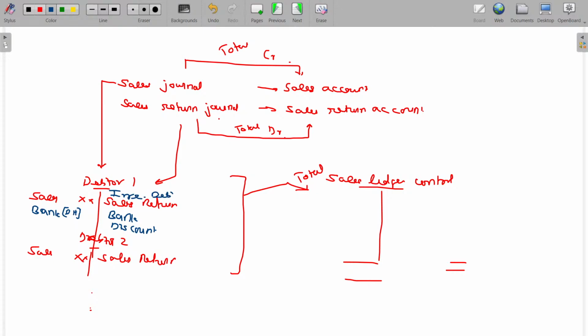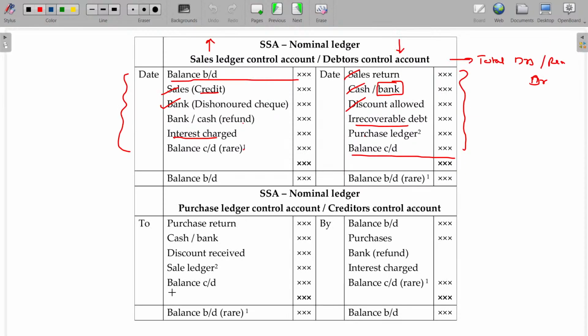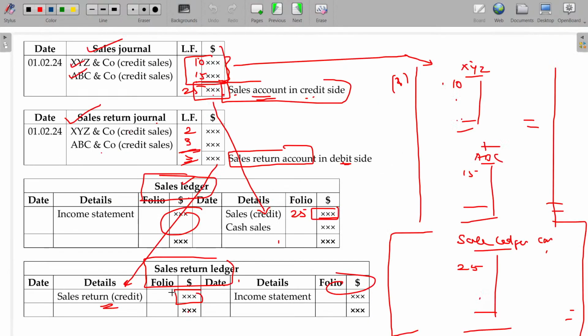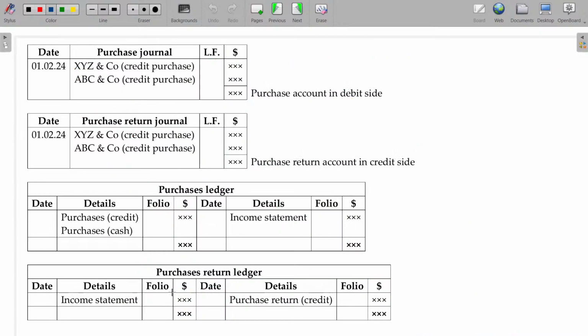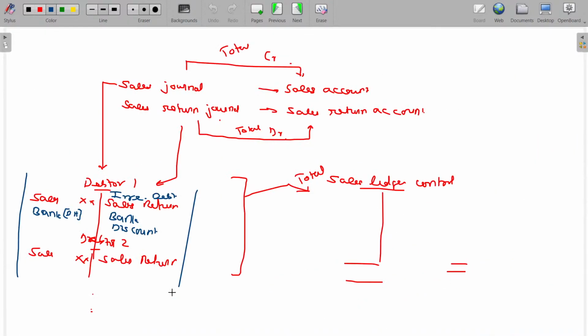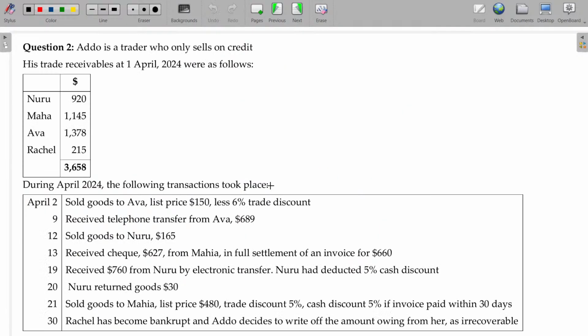So this is the complete format you have to understand. Anyhow, I have given that format already here, all this list of formats. You have to be master with these formats so that you can solve this illustration very easily. But you have to understand the process. Step 1, preparation of journal. Step 2, preparation of sales account and sales return account. Step 3, individual debtors and debtors account. And step 4, if it is needed, then you need to prepare the sales ledger control account also. It's a summation.